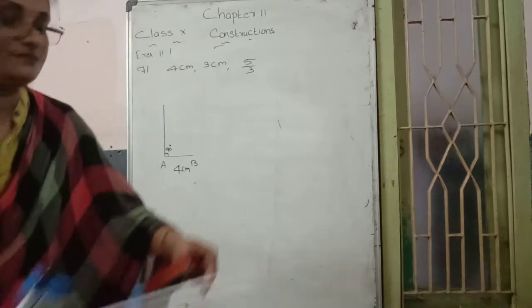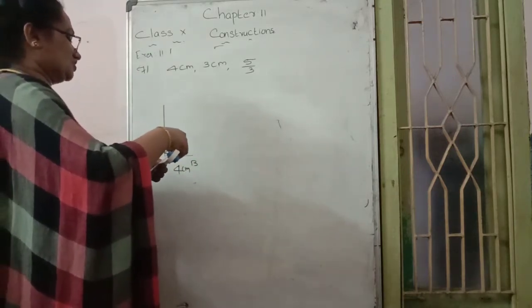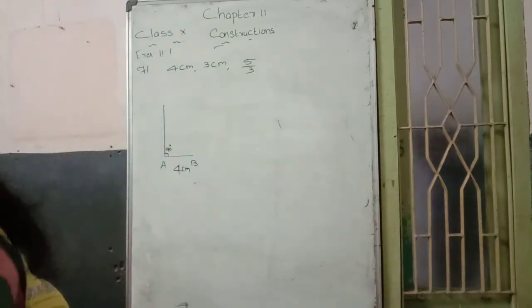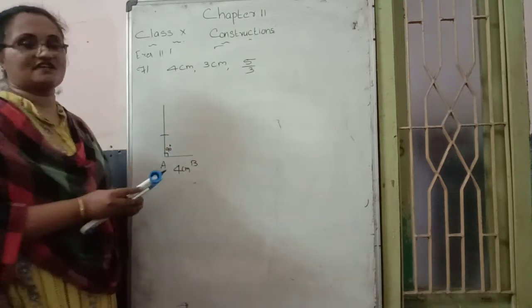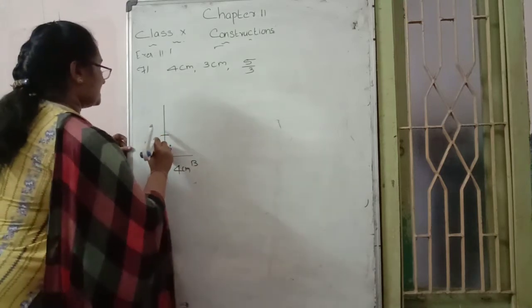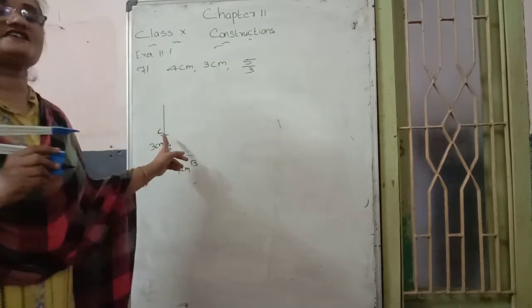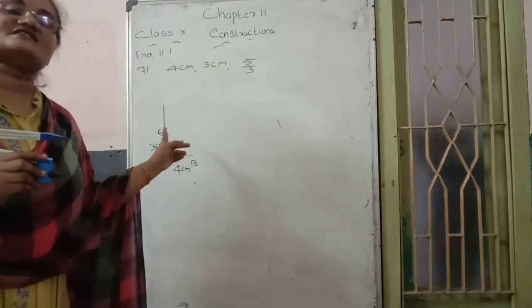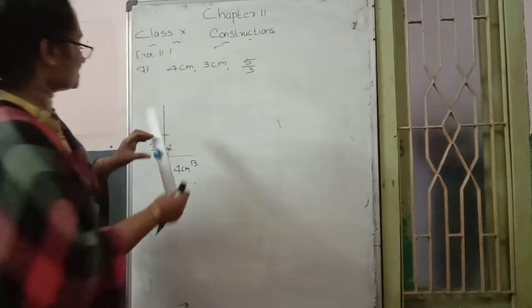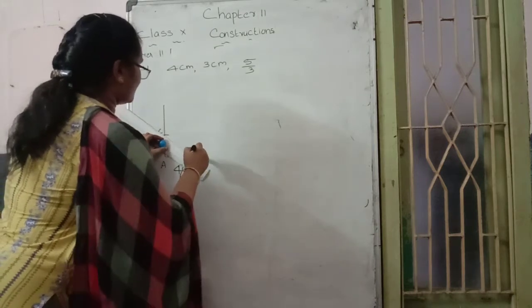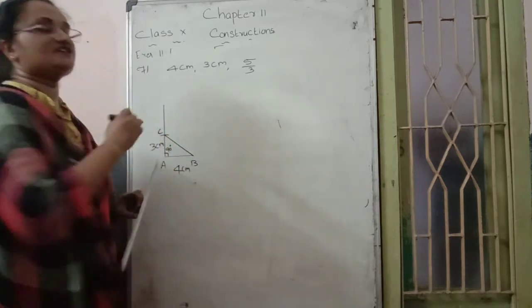So the 3 cm construction: 0 to 3 cm. Then with A as center, draw a 3 cm arc. Where the arc and the 90 degree line meet, mark that point as the required alphabet C. Then join C to B. We get the required right angle triangle ABC.